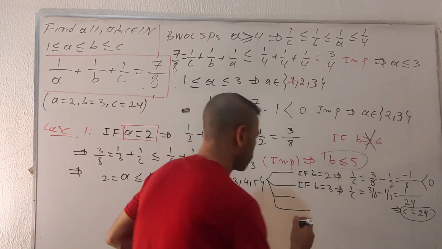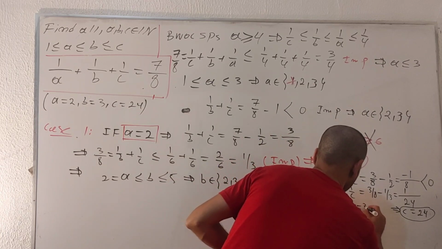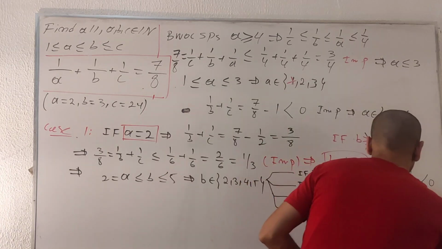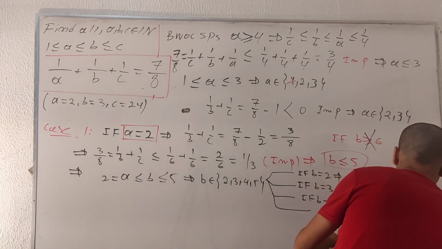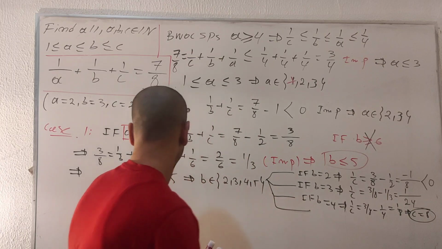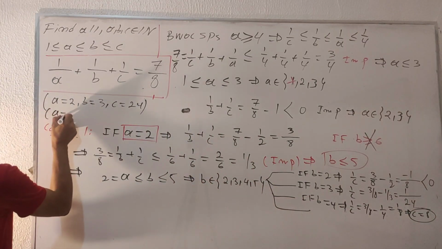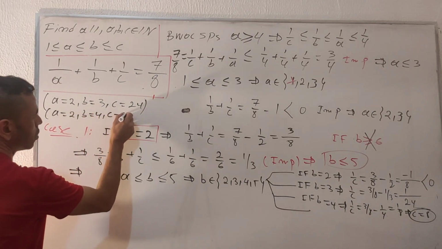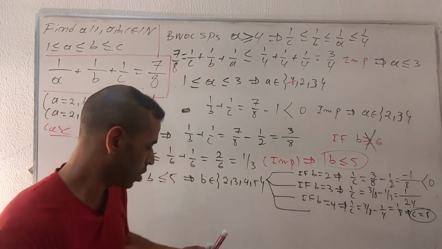If b equals 4, I get 1 over c equals 3 over 8 minus 1 over 4. So I get 1 over 8. By taking the reciprocal of this one, I get c equals 8. So I have another solution here: a equals 2 with b equals 4 with c equals 8. Let's check the final possibility for this case.